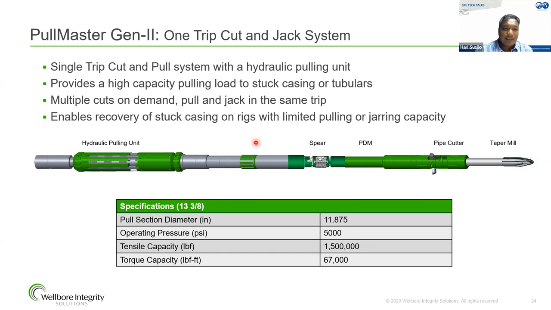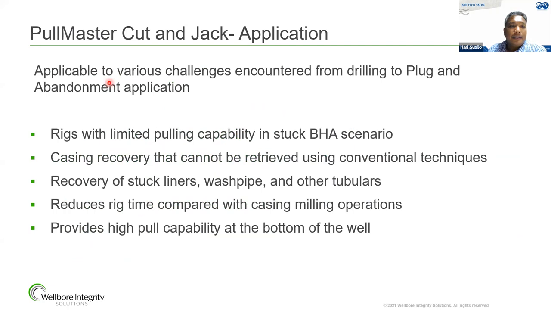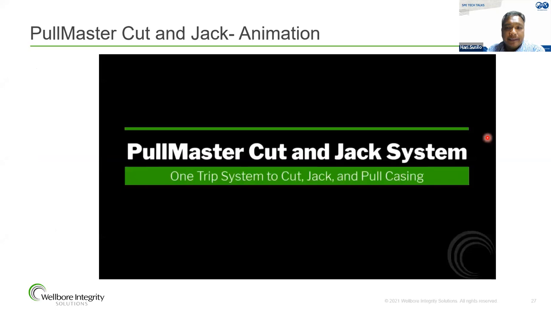Okay, next. Back to this Pullmaster. What is a Pullmaster cut and jack? Basically this is a casing jack system, designed for multiple casing cuts and high pulling capacity in a single trip, also a trip saving system to efficiently perform casing recovery in plug and abandonment and slot recovery applications. Next will be the animation for this. I have explained earlier, just to summarize what the Pullmaster is effective for. We go to the animation to give you a better understanding of what the tool looks like and how it operates.